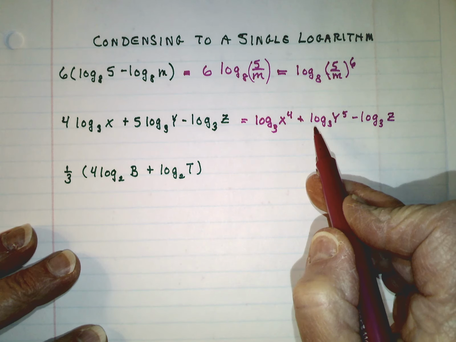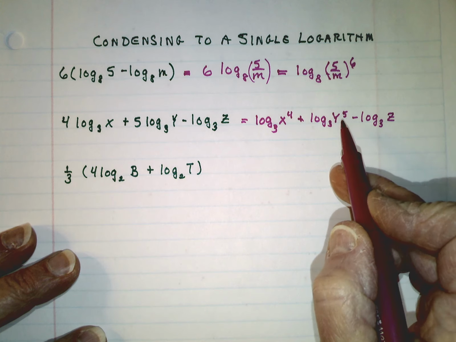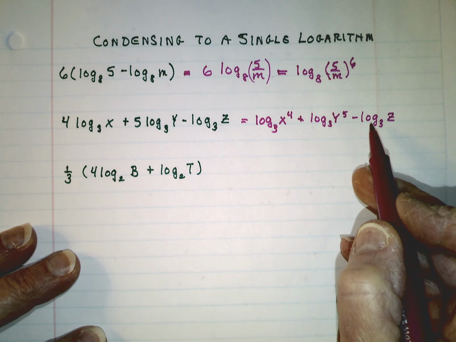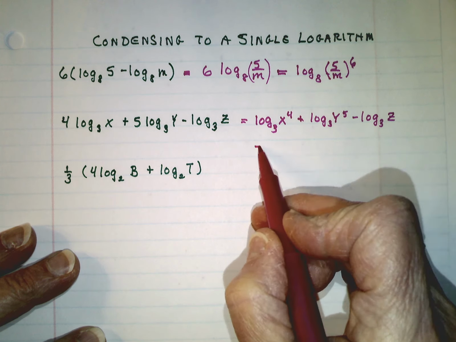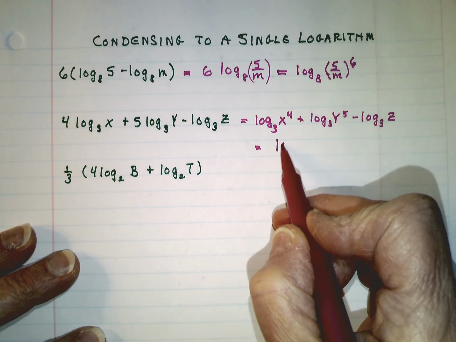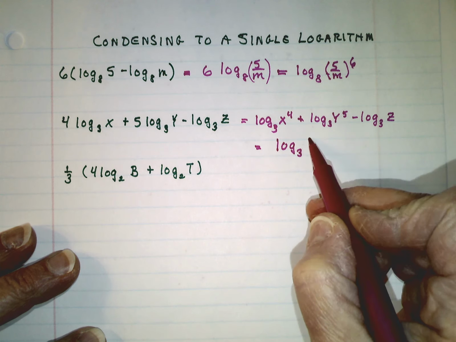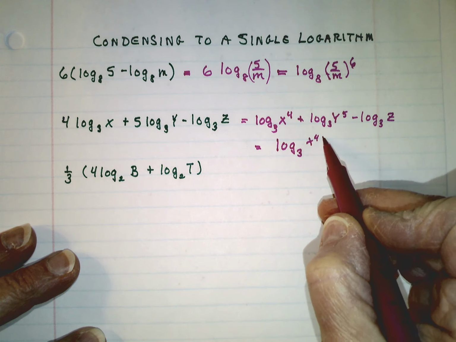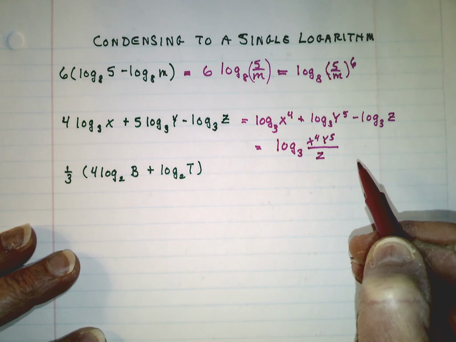Well, adding logs implies that there's multiplication. Subtracting logs implies division. So we can rewrite this as one big log, multiplying the x to the 4th times y to the 5th, and dividing by z.